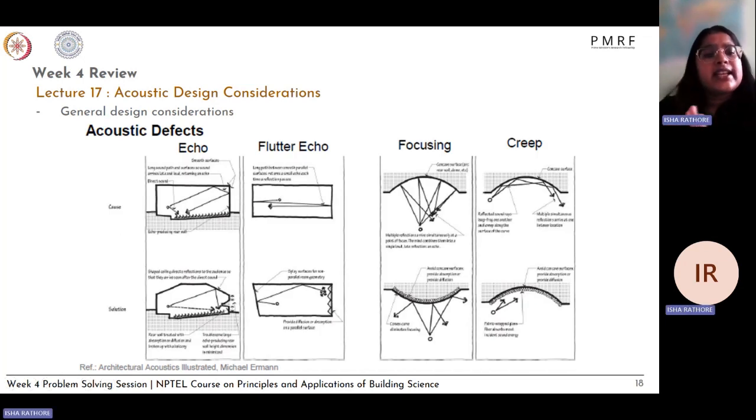Then you also have effects like echo, where you hear the sound after a long period of time. Then you have flutter echo, where you keep hearing the echo happening. Then there's focusing, where a particular person is hearing the same sound again and again. And similarly, creep is also one of these acoustic defects which happen in these spaces, and they can happen from both concave as well as convex surfaces.